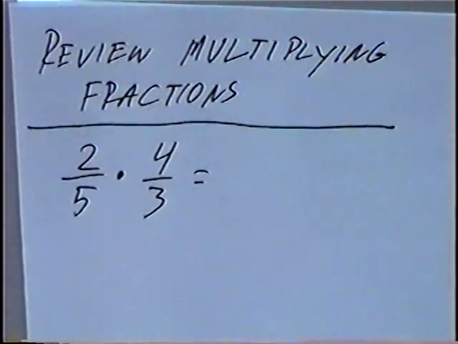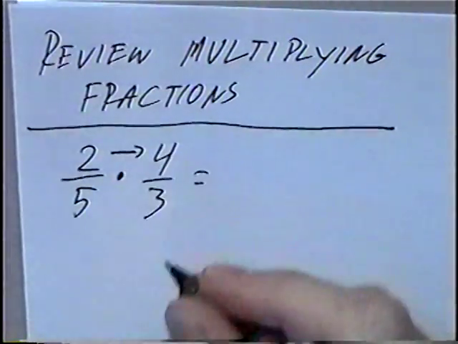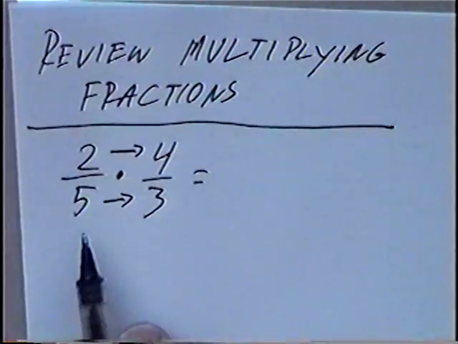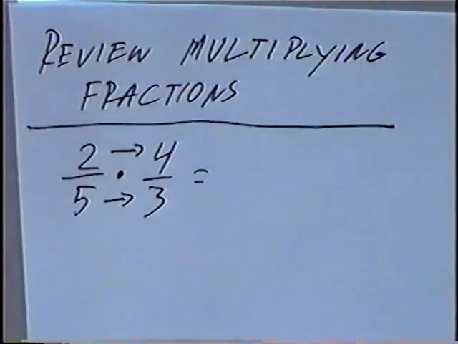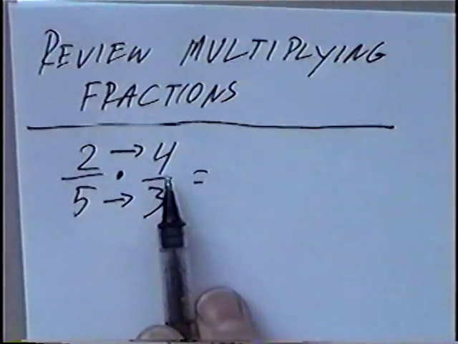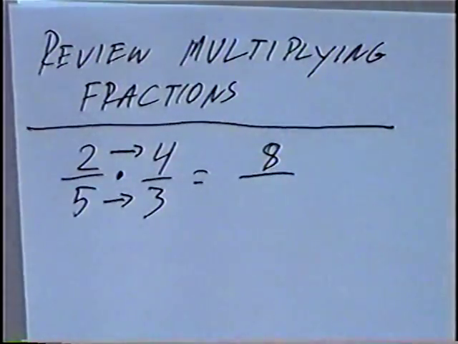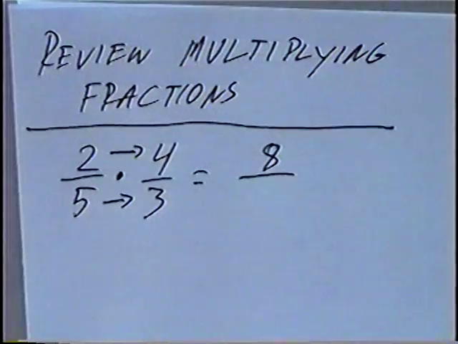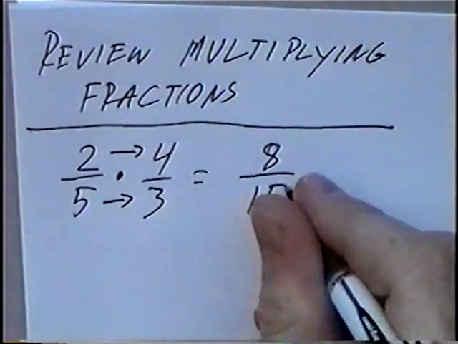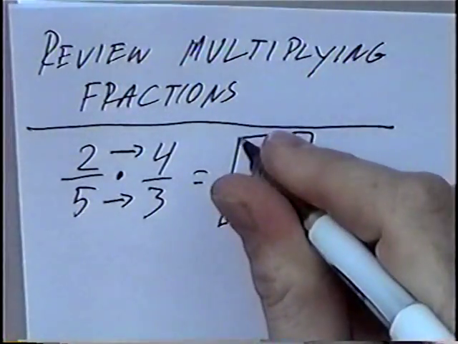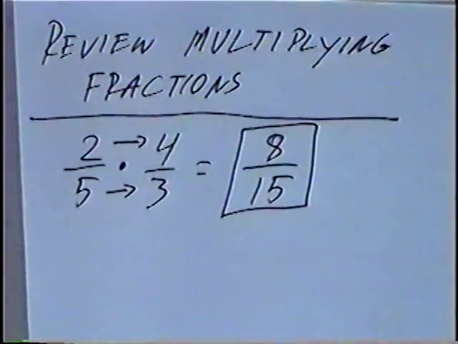When multiplying fractions, we'll multiply the numerators together and multiply the denominators together straight across. When multiplying, we do not have to have common denominators. Multiplying the top numbers or numerators, 2 times 4 would be 8. And multiplying the denominators, 5 times 3 would be 15. This fraction cannot be reduced, so our final answer, 8 over 15.